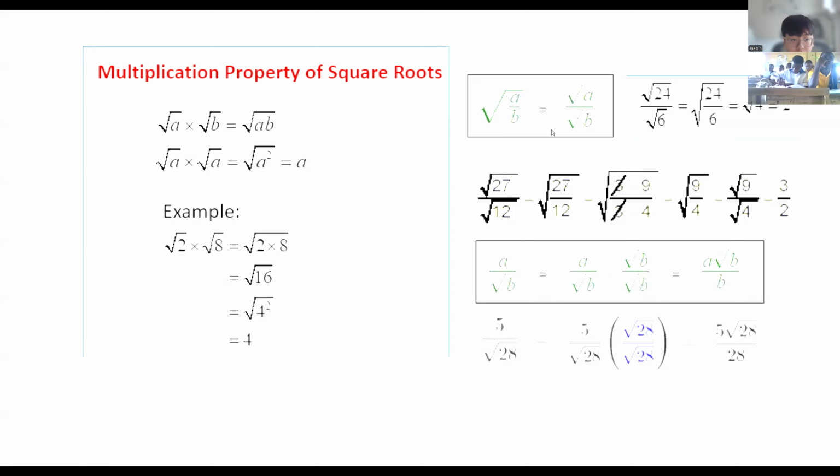Here are other properties of square roots. We know that square root of A over B is equal to the square root of A over square root of B. So this is an example here. If we have square root of 24 over square root of 6, then we get square root of 24 over 6, which is 4, and square root of 4 is equal to 2.